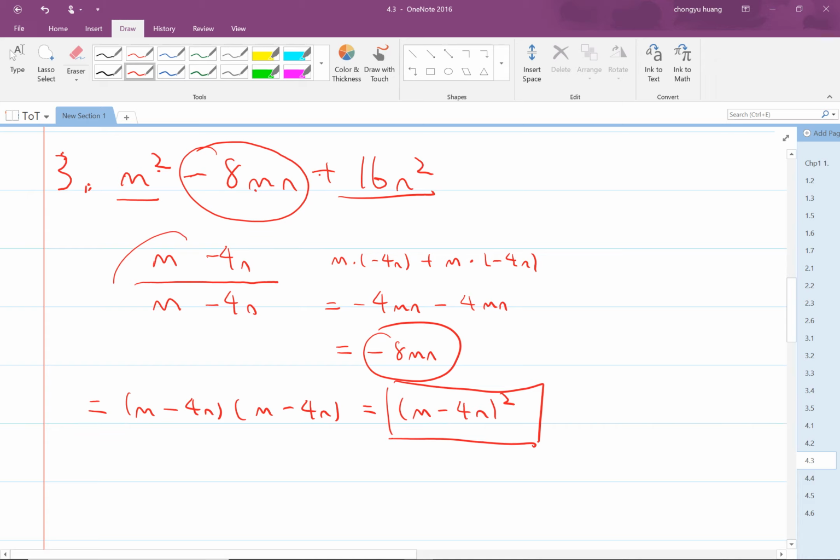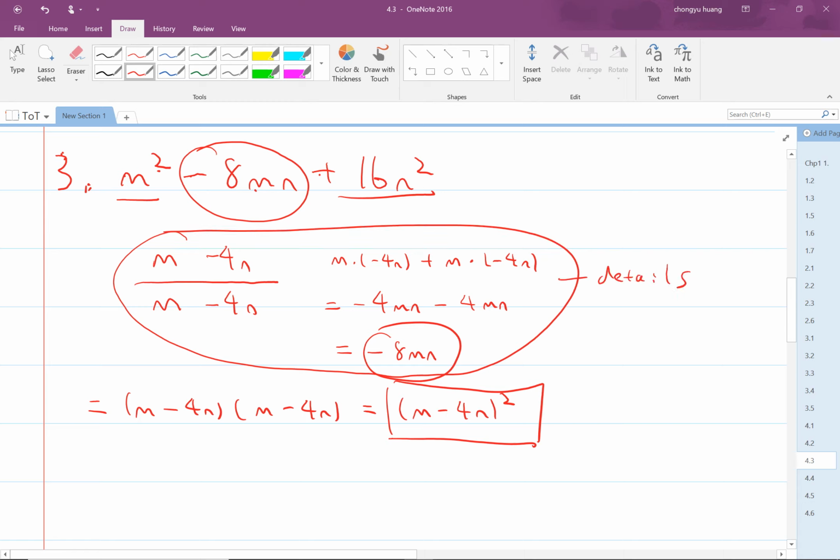And those parts are just simply the details. As I said before, you can write those details on another paper.